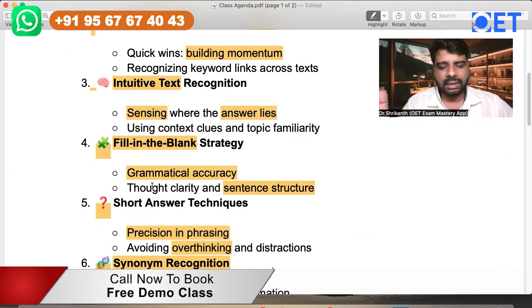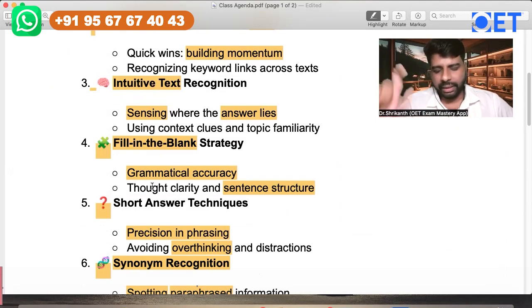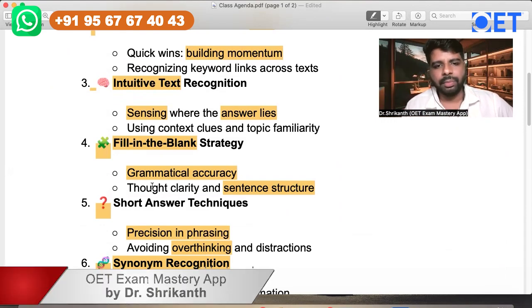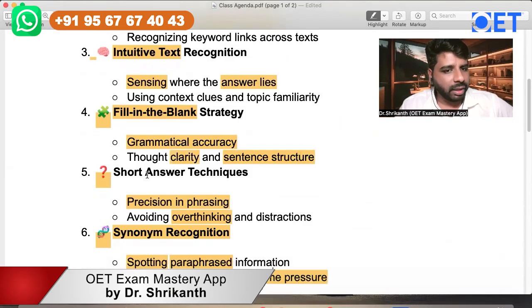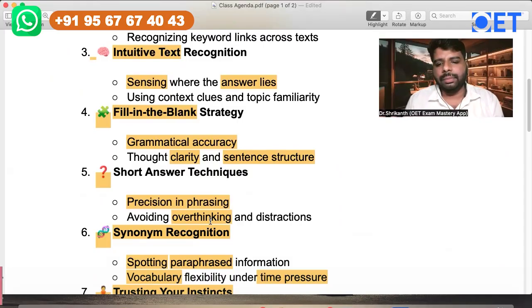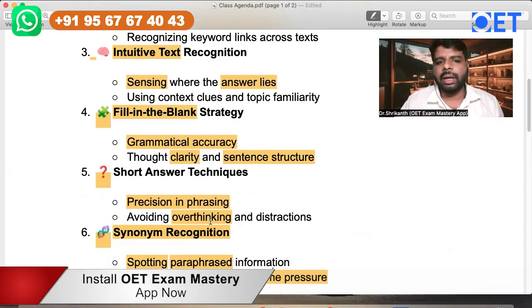Tenses, past tense, present tense, future tense, plural, singular, you have to make sure that when you are writing the correct answer there, it forms a meaningful sentence. There should be thought clarity and sentence structure. And when it comes to short answer type questions, precision phrasing. Do not overthink and do not write very long sentences; write very short sentences there.